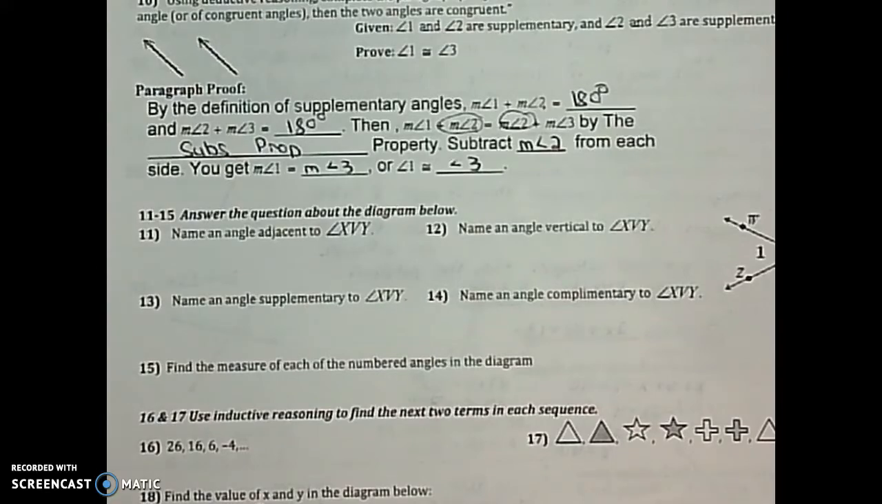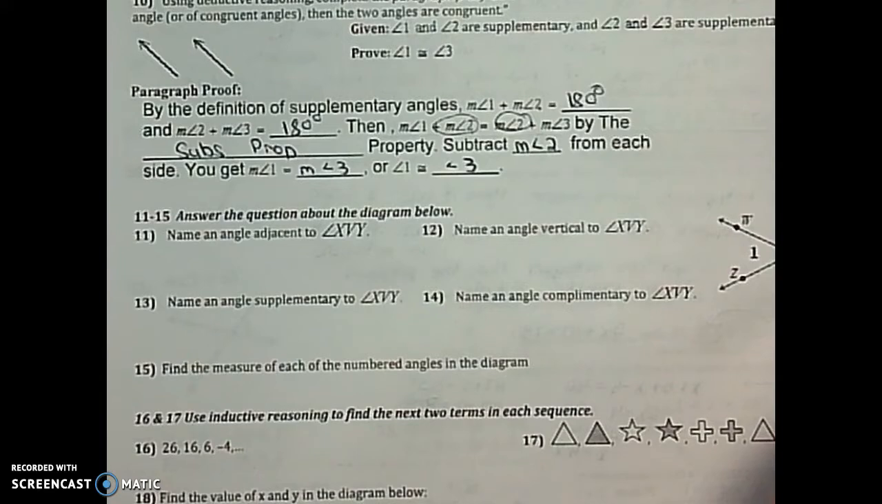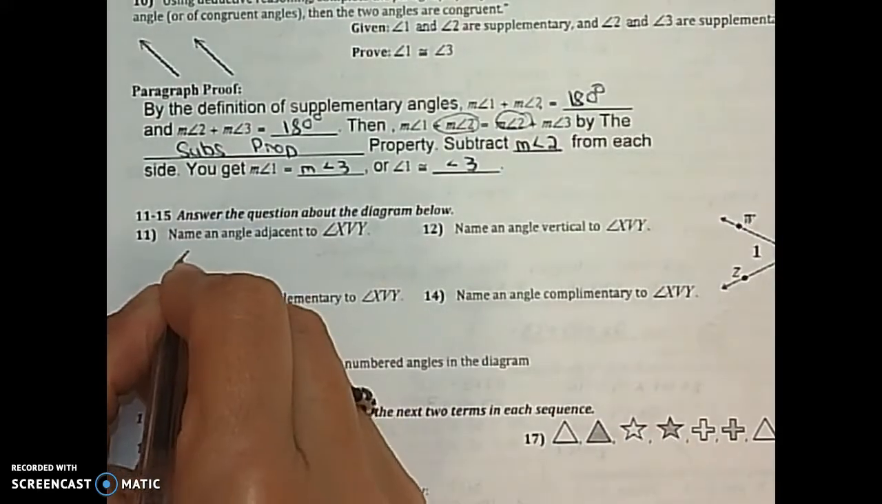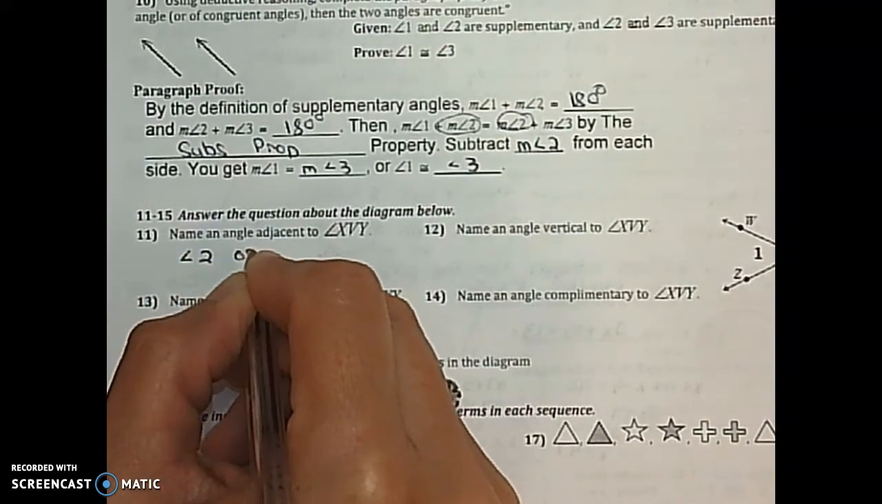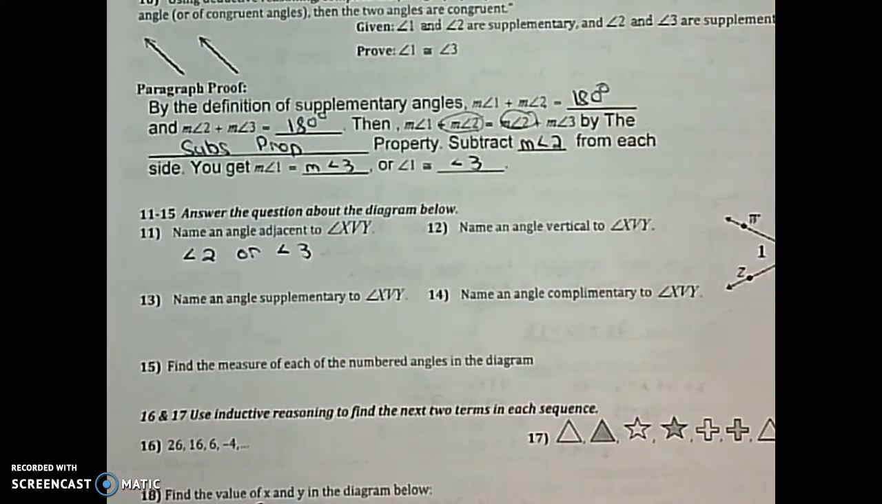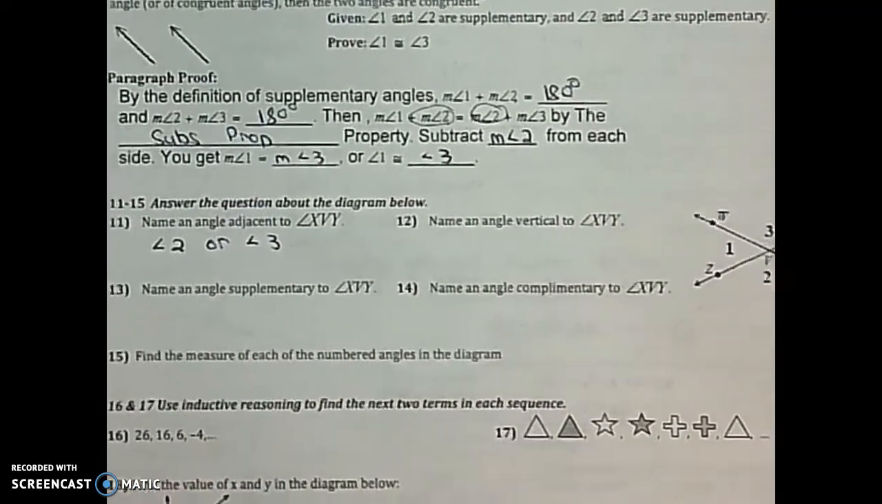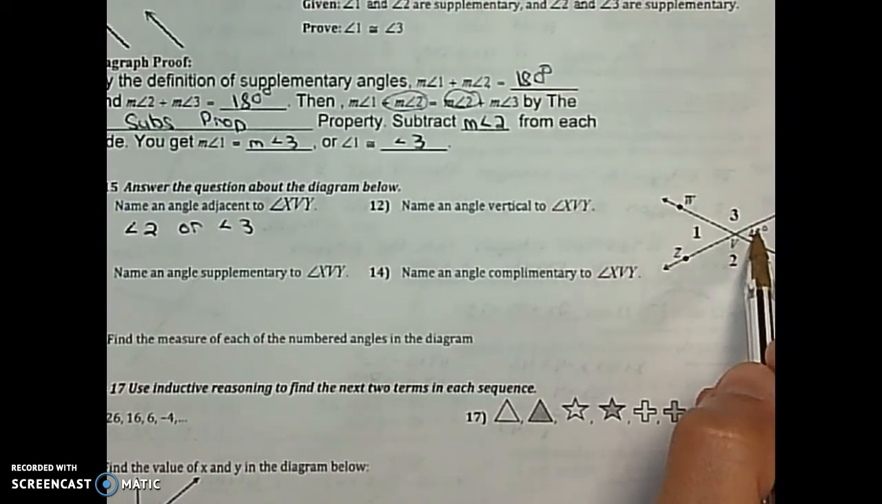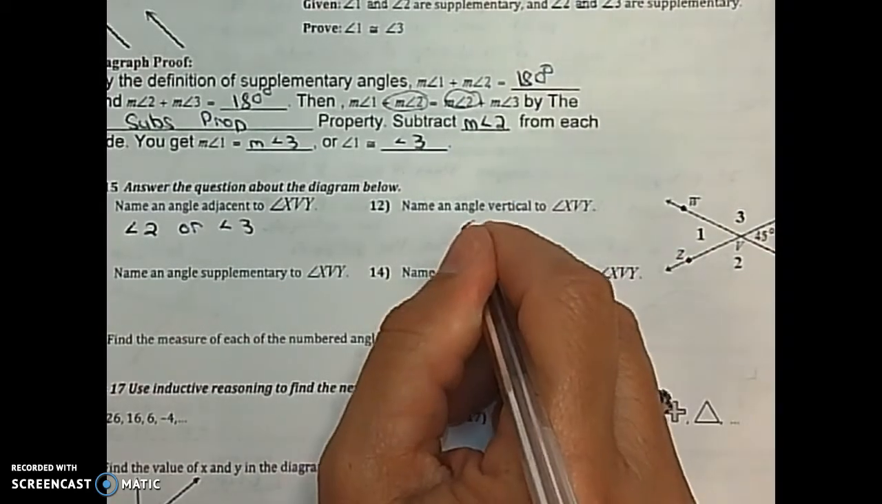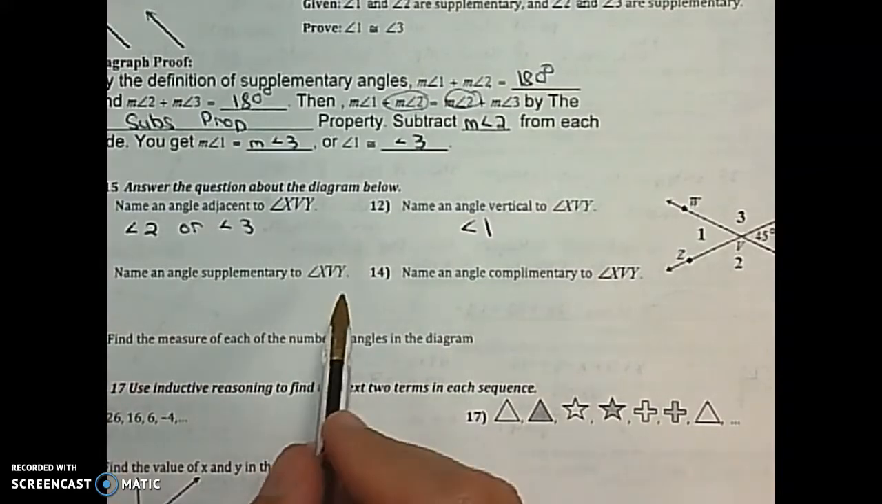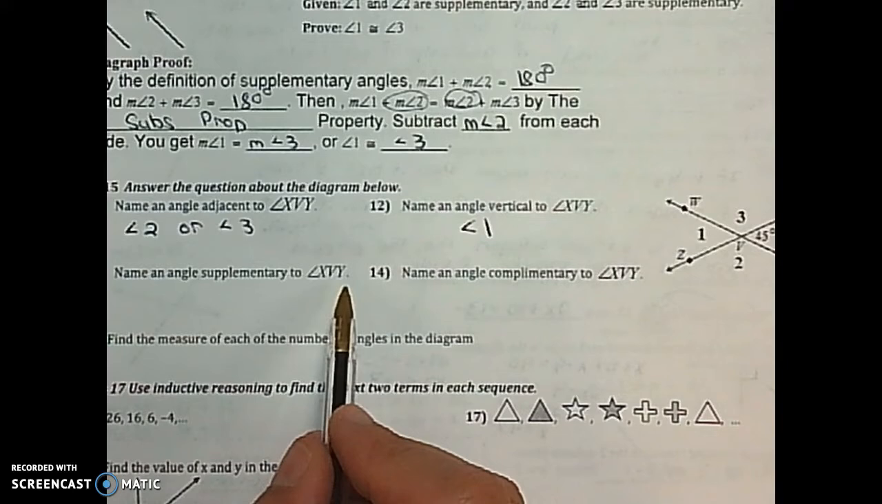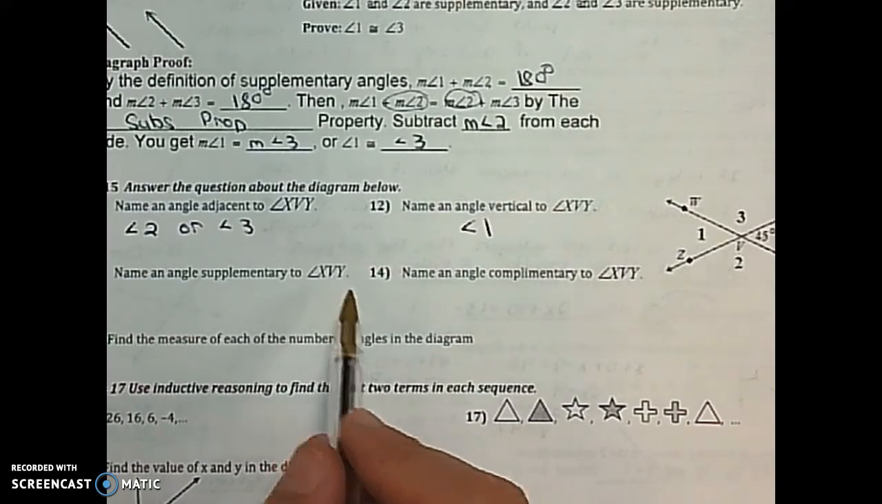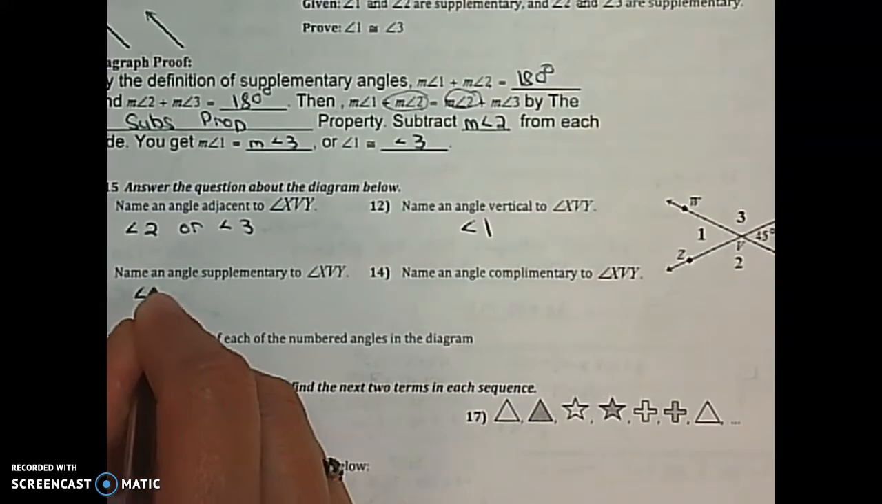Number 11, we're looking for an angle adjacent, which means next to angle XVY. And there's actually two angles next to it. There's angle 2 or there's angle 3. Number 12, vertical means they're directly across from each other. We have XVY, so that same angle right here, the angle that's across from it is angle 1. Still referring to that same angle, we need an angle that's supplementary, which means it would form 180 degrees or form a line. So actually that would be angle 2 or angle 3 again.